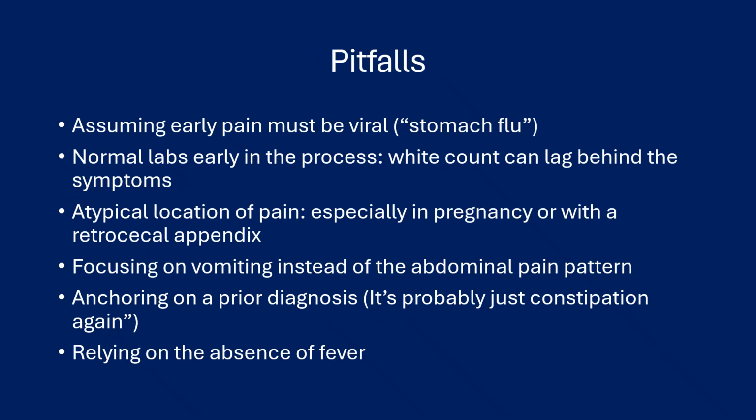Pitfalls: assuming early pain must be viral, attributing the symptoms to a viral cause such as gastroenteritis. Normal labs early in the process; white count can lag behind the symptoms. Atypical location of the pain, especially in pregnancy or in a situation where you have what's called a retrocecal appendix. The appendix is in a different spot than it normally is, and can produce atypical pain symptoms.